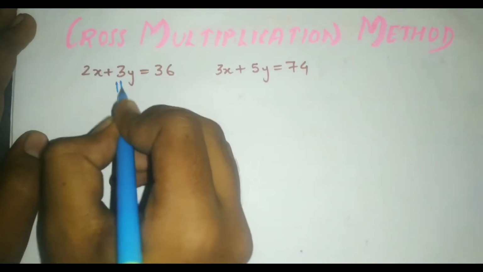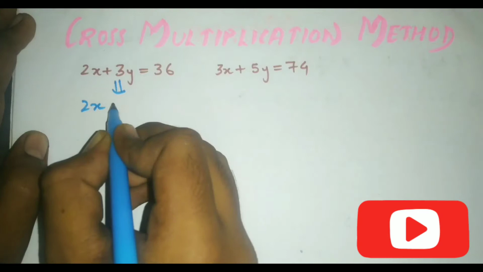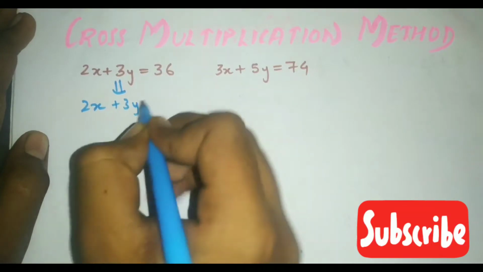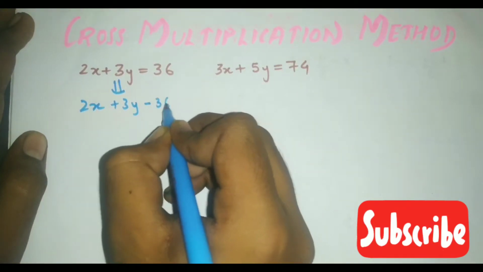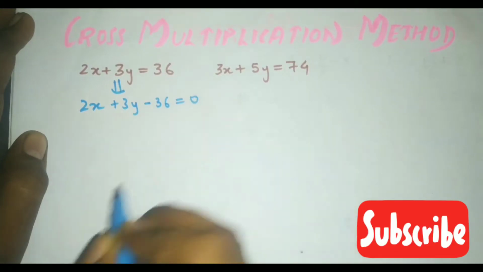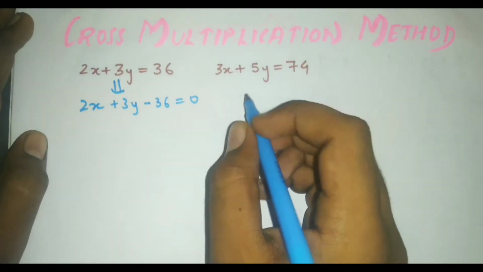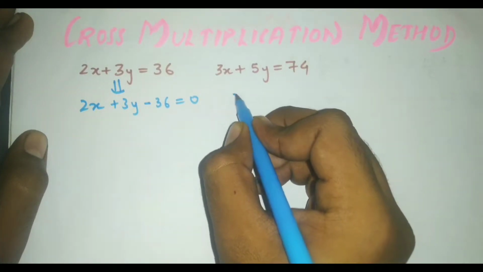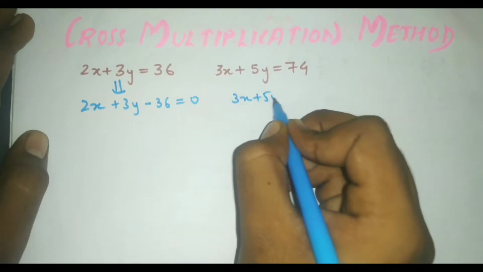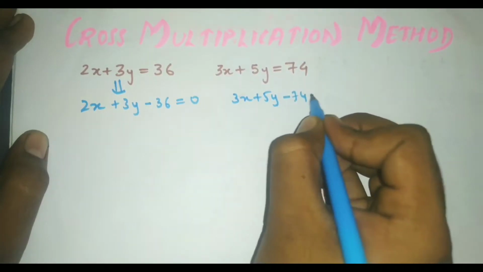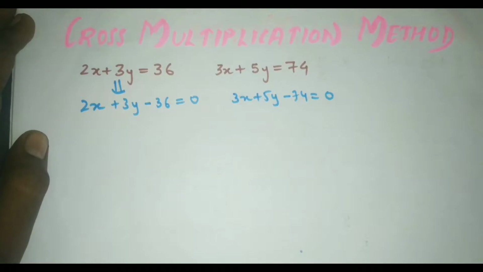So this will become 2x plus 3y minus 36 equal to 0. And what about here? 3x plus 5y minus 74 equal to 0. So these are the two equations.